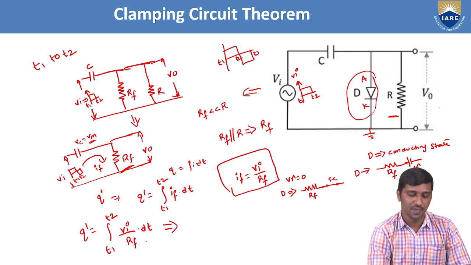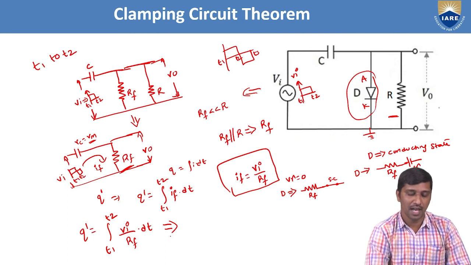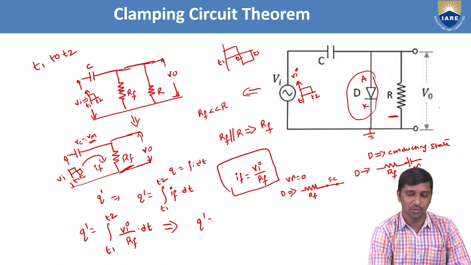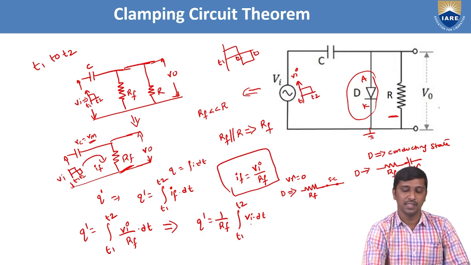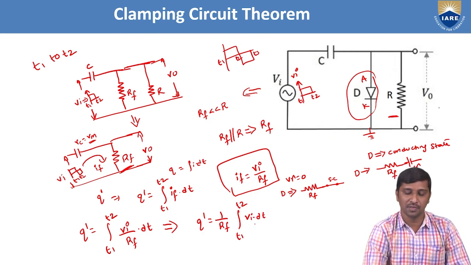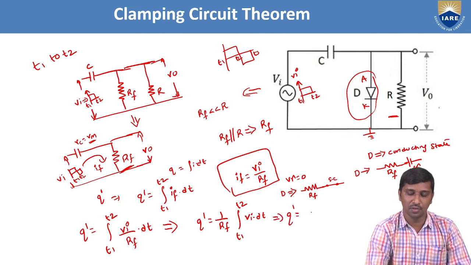VI is linear, or we need to take the steady state condition. RF is a constant, hence Q dash is equal to 1 by RF times the integral of T1 to T2 of VI into dt. This is observed when the diode is at forward voltage. Rewriting this equation, Q dash is equal to 1 by RF times the integral of T1 to T2 of VF into dt.